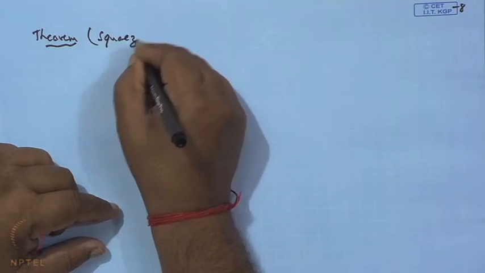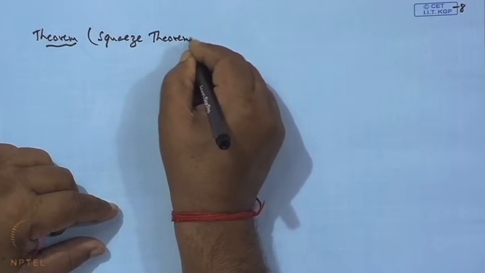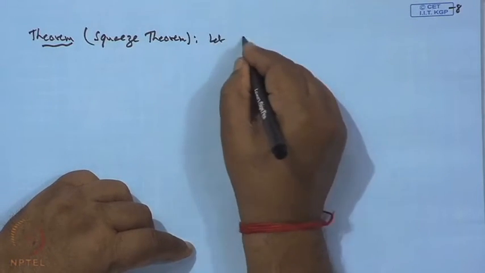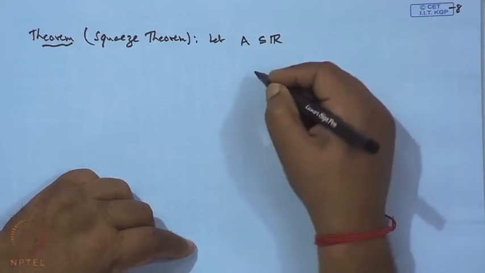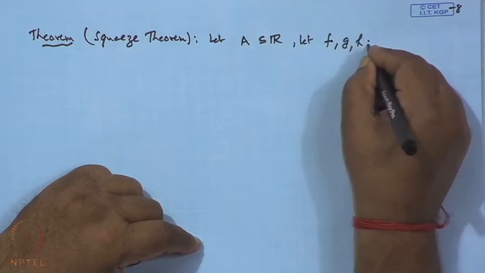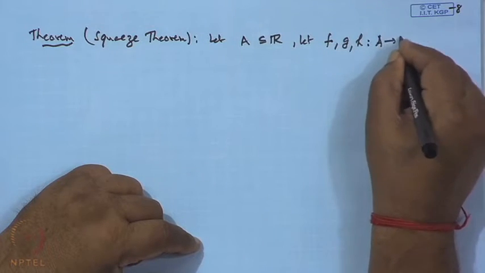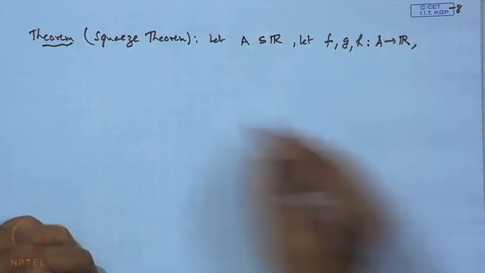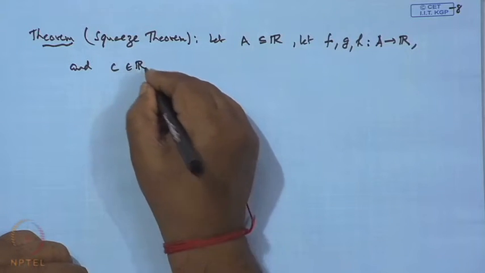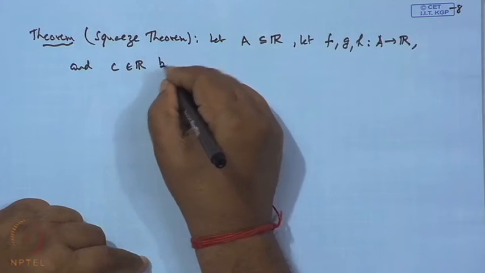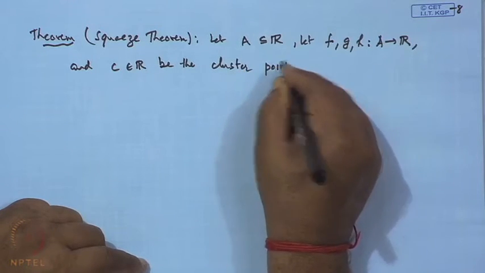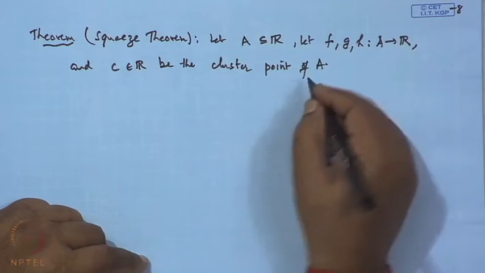Squeeze theorem. What this theorem says: let A be a non-empty subset of R. Let f, g, h be mappings from A to R, and let C be a cluster point of A, that is, C belongs to R and is a cluster point of A.